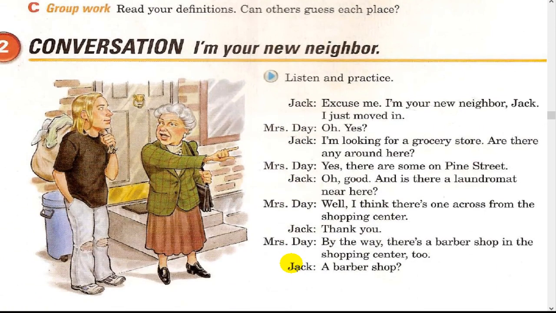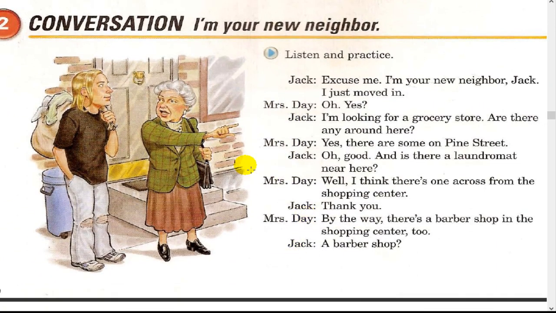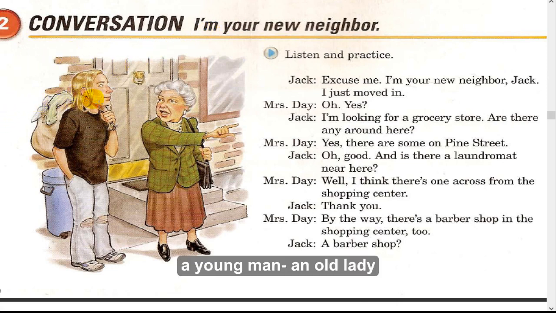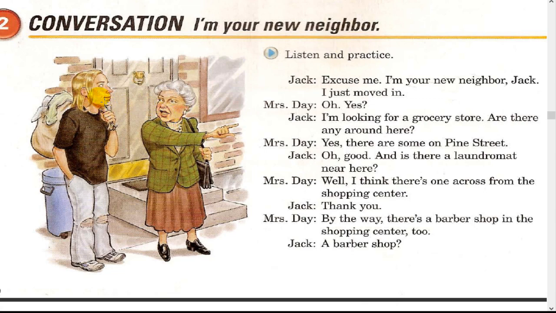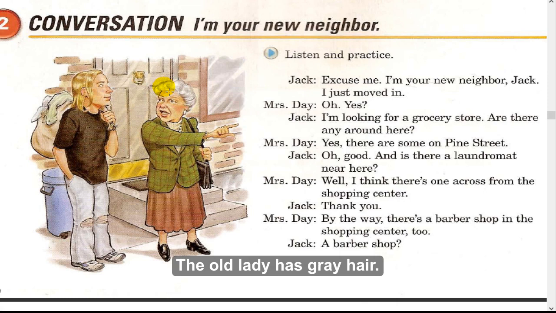Exercise number 2. Conversation. I'm your new neighbor. Look at the picture, what do you see? A young man, an old lady. The young man is wearing jeans. He has long, blonde hair. The lady is an old lady. She has gray hair.